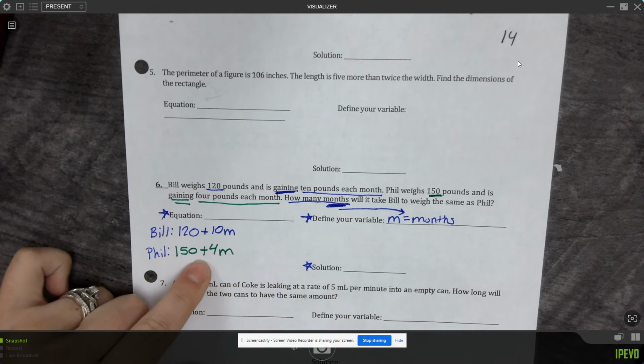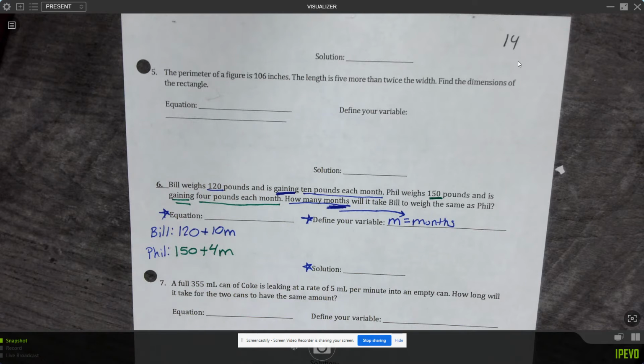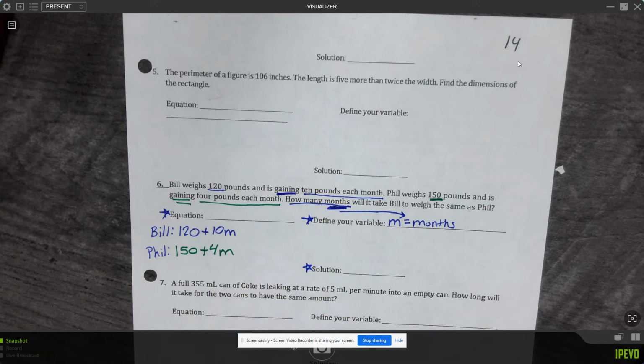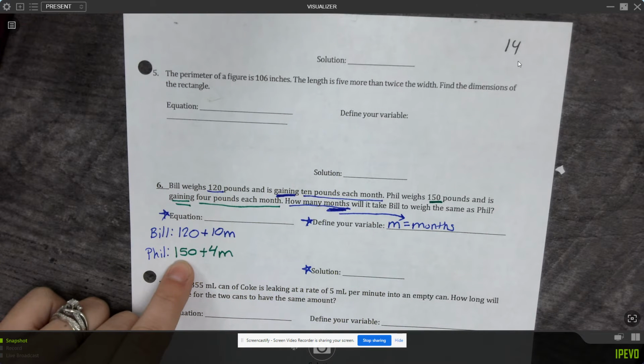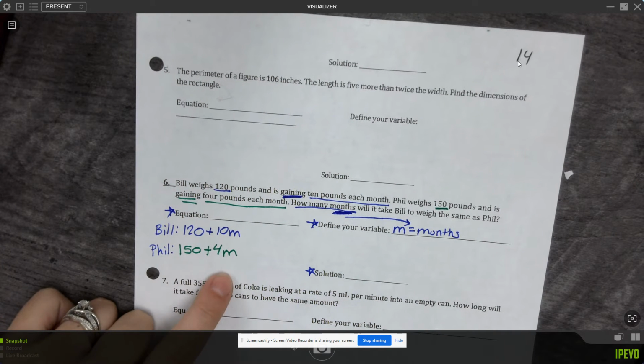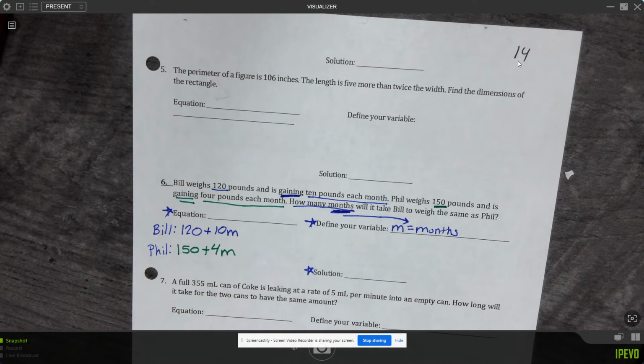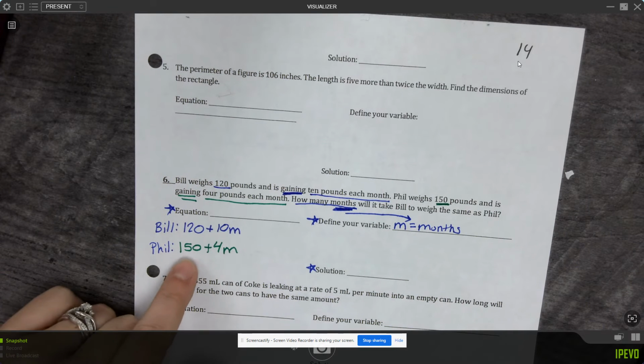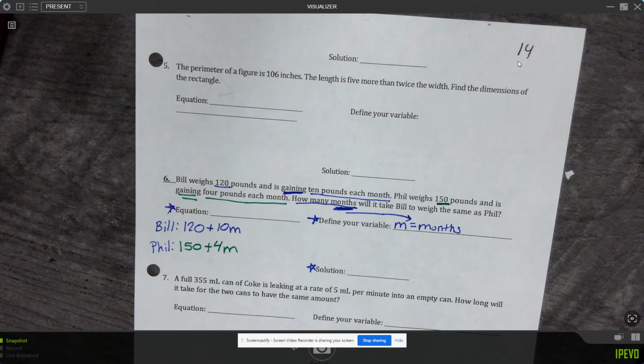Now, it's not always going to be a plus sign. Phil might have been losing weight. It might have said he's 150 and is losing 4 pounds each month. And in that case, it would have been a subtraction because losing is a minus sign. In certain situations, your starting thing could also be negative. All right, you owe $17. So I would start out with a negative 17. And then depends on your next part of your situation if you're adding or subtracting. Your variable also does not always go on the second term. It could go on the first term, depending on how your word problem is set up. So just pay attention to that.